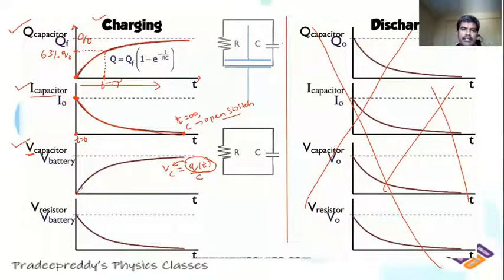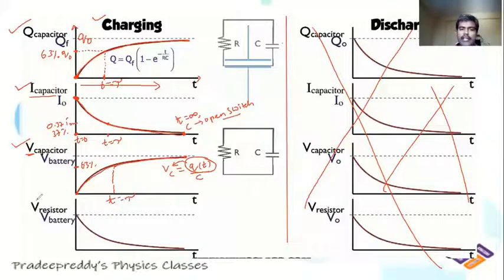Therefore, capacitor voltage also increases with respect to time, and after one relaxation time, t is equal to tau, it has increased to 63% of the final value. That is after one relaxation time. Next, the current in the capacitor, after one relaxation time, gets decreased to 0.37 I naught. That is 37% is left over there.